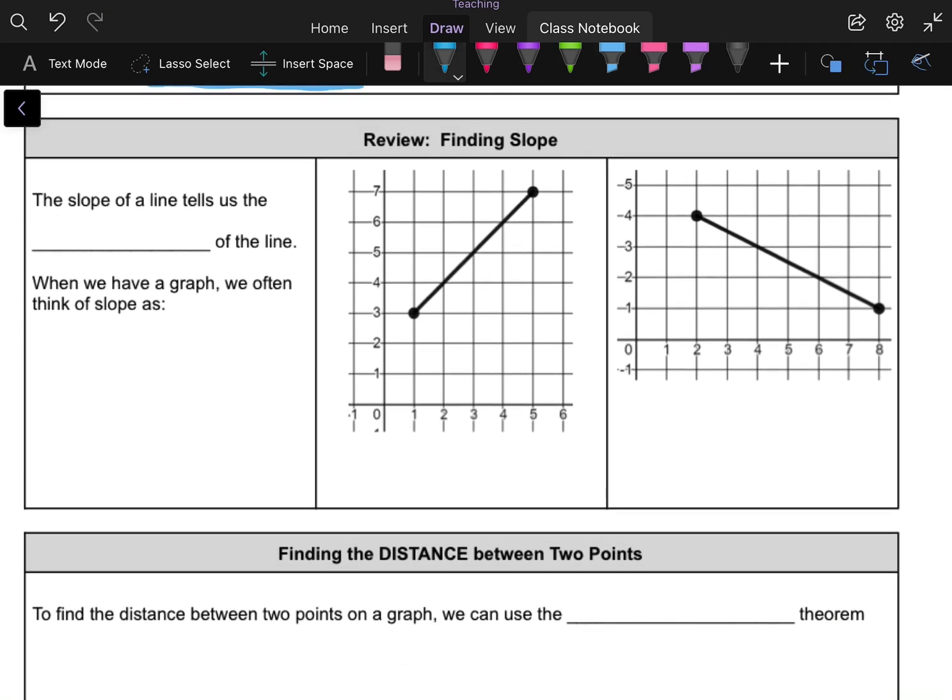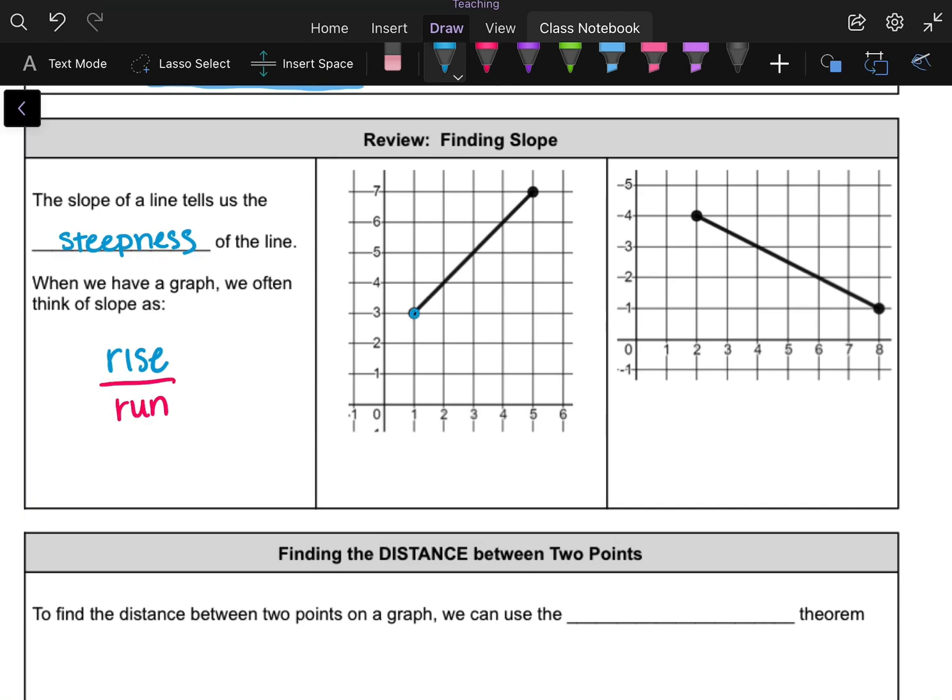So a lot of this is going to be a review of things that you already know, but it's going to be useful for task 12.8 that we're using next. All right, the slope of a line, remember that tells us the steepness of a line. So when we're looking at a graph, we always think of this as the rise over the run. So we just pick a point to start.